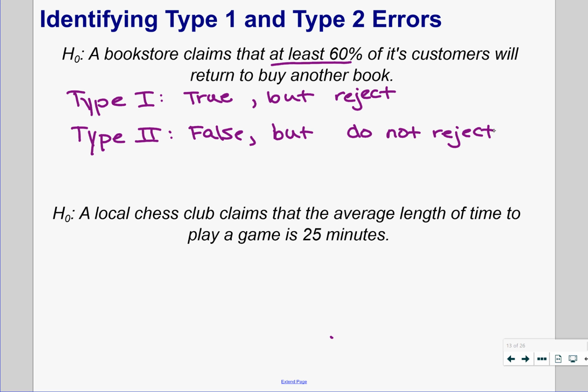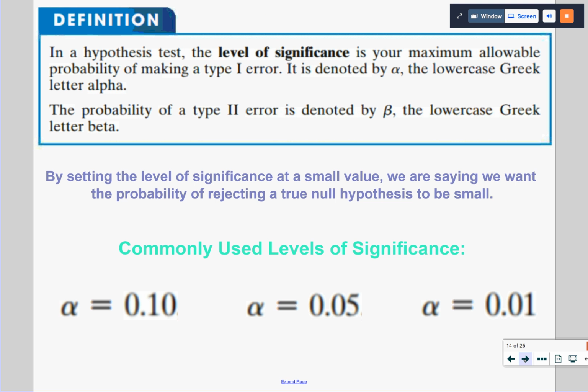Again, when you get to Math Excel, these are going to be drop-down menus. So we're not going to get too much into it. All right, so that's all we really do with type 1 and type 2 errors.